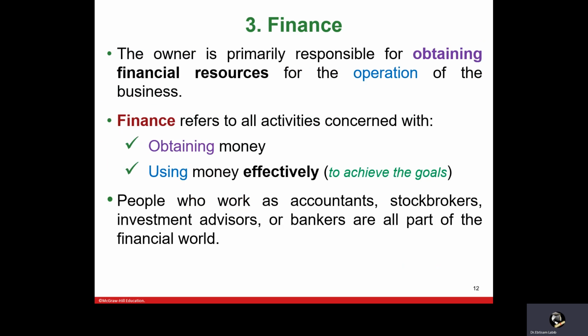The third one is finance, and finance is the main responsibility of the owner. The owner is primarily responsible for obtaining the financial resources, for running the business, and for expanding the business using those financial resources. So when we say finance, it refers to all activities that are concerned with obtaining money and using money effectively. And we said before, effectively means to achieve the goals.